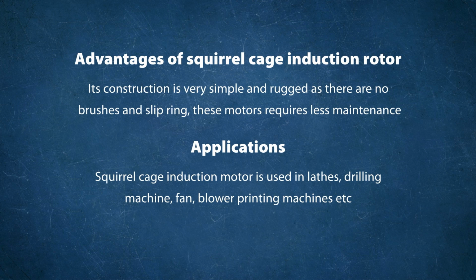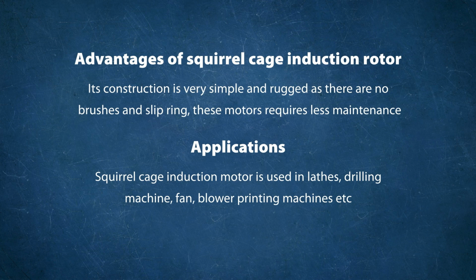And there are no brushes and slip rings. These motors require less maintenance. Why less maintenance? Because there are no brushes and no slip rings. That is why the maintenance required is less. So most of the induction motors are squirrel cage induction motors. Reason? They are simple in construction. They are efficient. They require less maintenance.